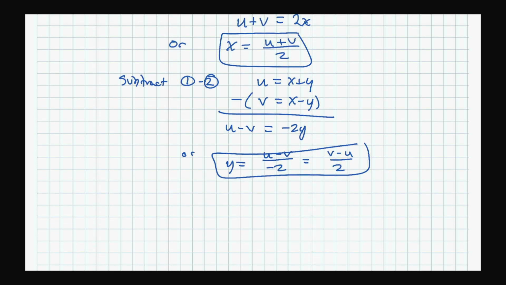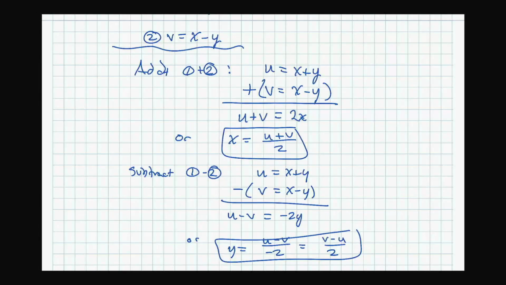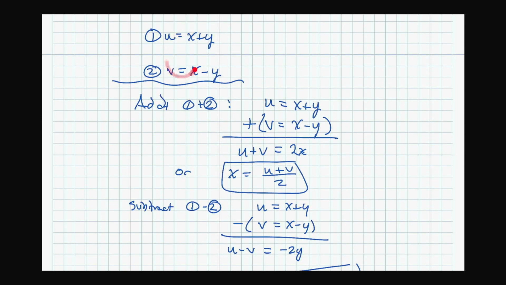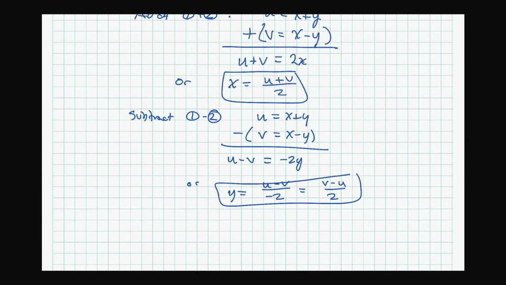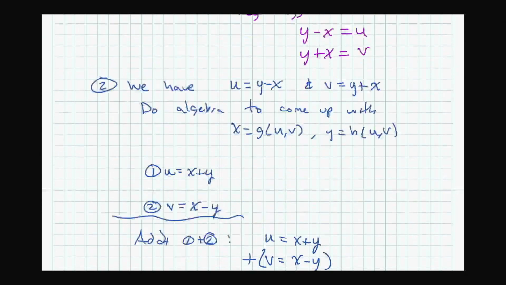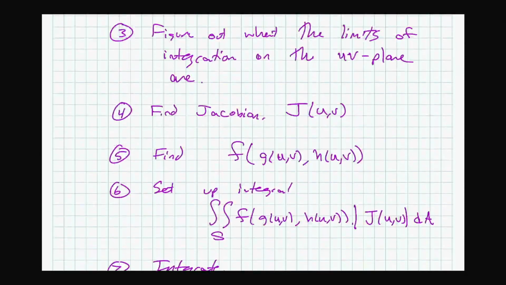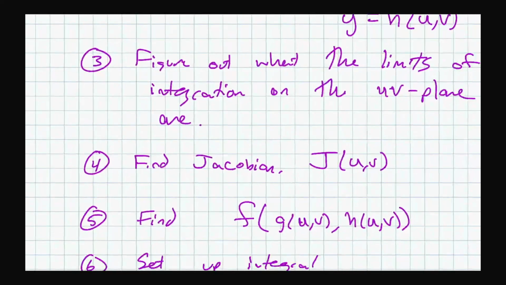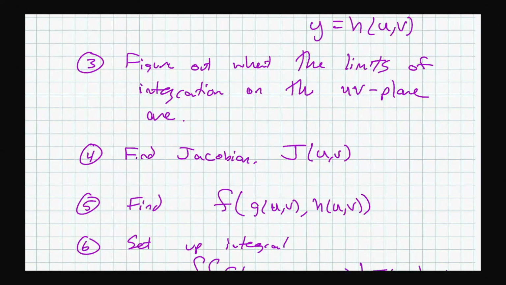So that's what I'm talking about when I say that if they give you equations in terms of u and v, you have to come up with x and y. And it's just a little bit of algebra. It's generally not going to be hard, but some things are hard, some things are easy. All right, figure out what the limits of integration are in the UV plane.